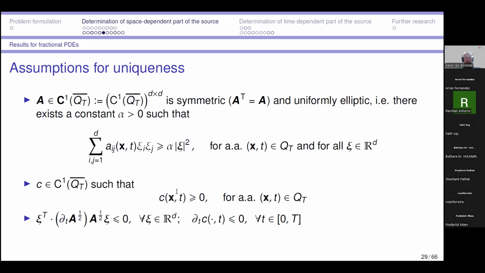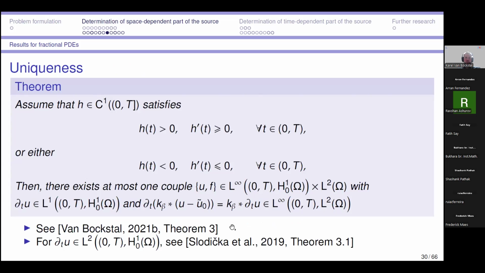So the assumptions for uniqueness are the classical ones: all elements of A are C1 on the closure of Qt, A is symmetric and uniformly elliptic, and C is positive. Also C1, we have this condition, and also the time derivative of C is negative. So the same conditions as for the diffusion equation will be sufficient also for the fractional diffusion equation.